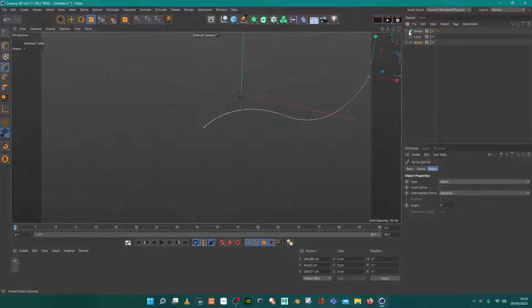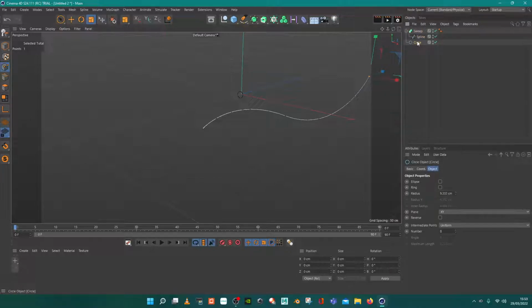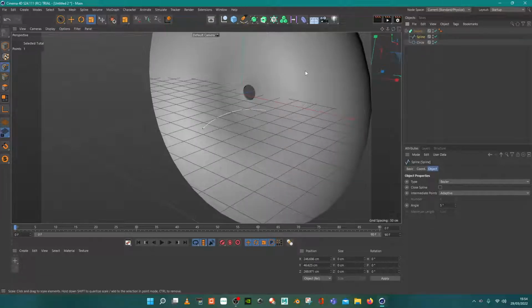It's just the order that it's inside, and this is what they meant when they said it needs to be a child. So if I take the spline and add it onto the sweep, it becomes a child of the sweep. And then if I take the circle and add it to the sweep, it also becomes a child of the sweep. And if it's above the spline, it will sweep along the spline. If it's not above the spline, it will have the opposite. It will balloon up like that.